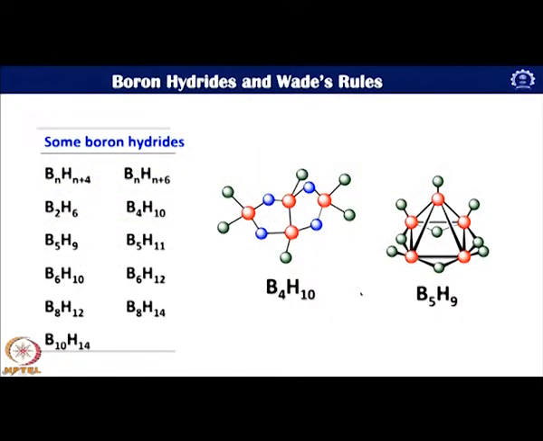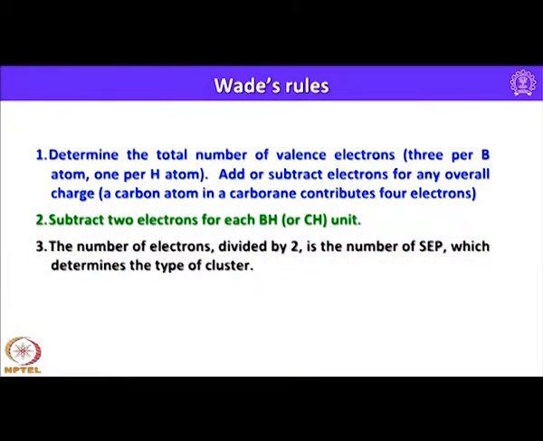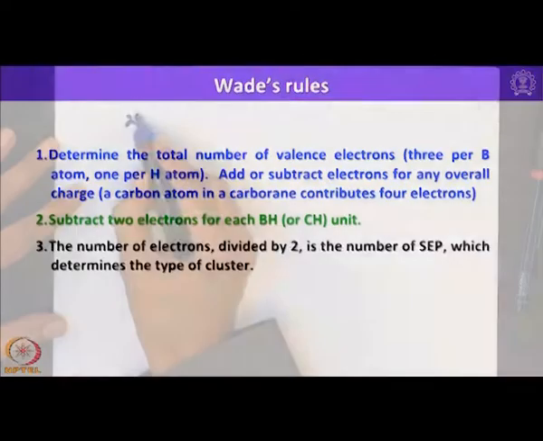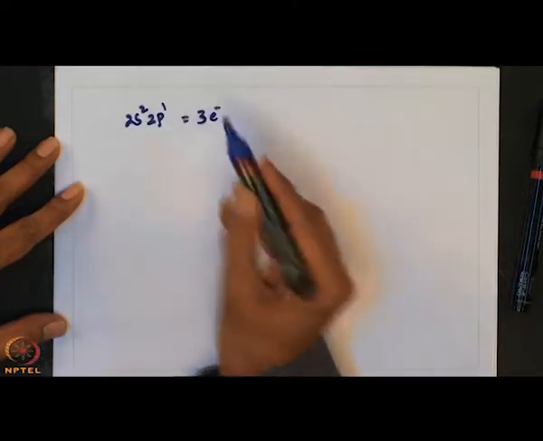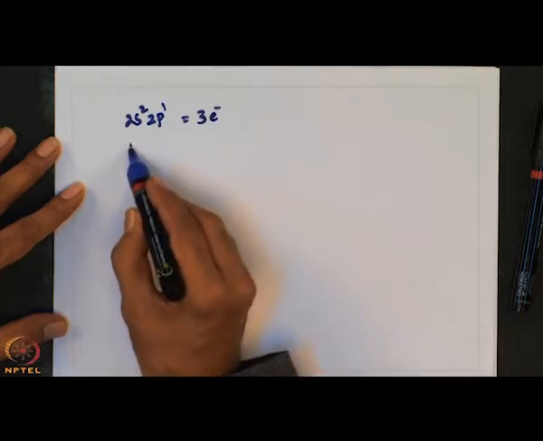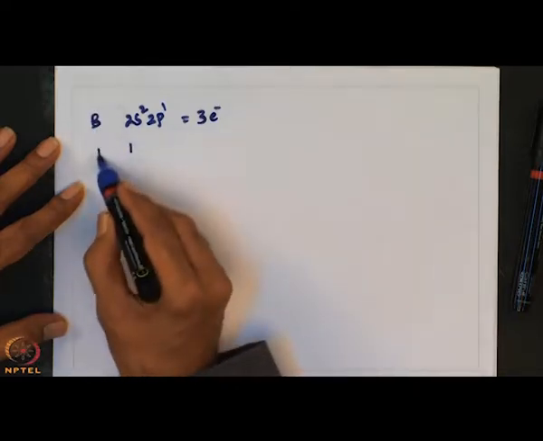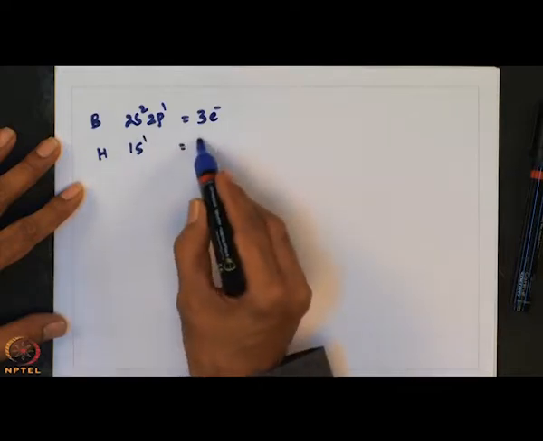Now, let us look into Wade's rules. First, what we should do is determine the total number of valence electrons present in a particular boron hydride. For example, we know that boron has 2s2 2p1 electronic configuration, so totally we have 3 electrons in its valence shell. Similarly, hydrogen is 1s1, so we have 1 electron.